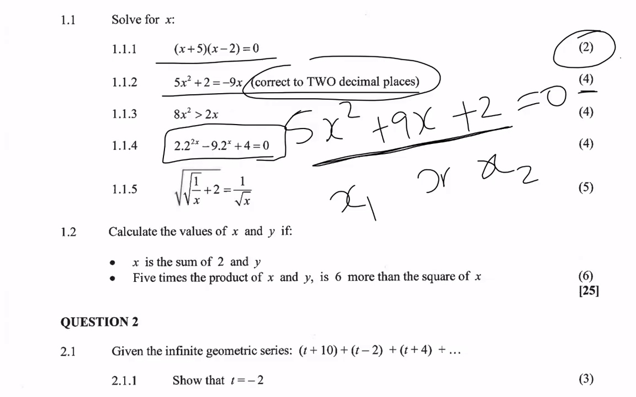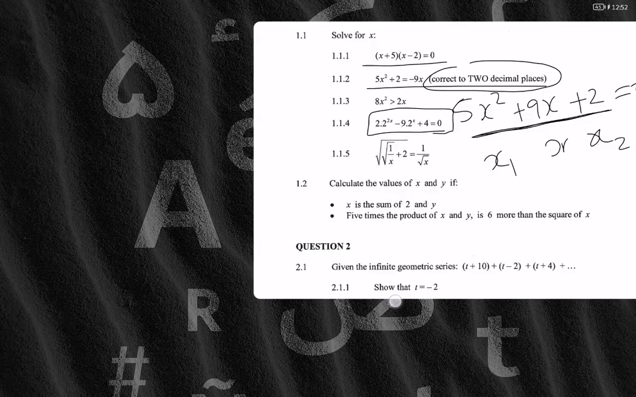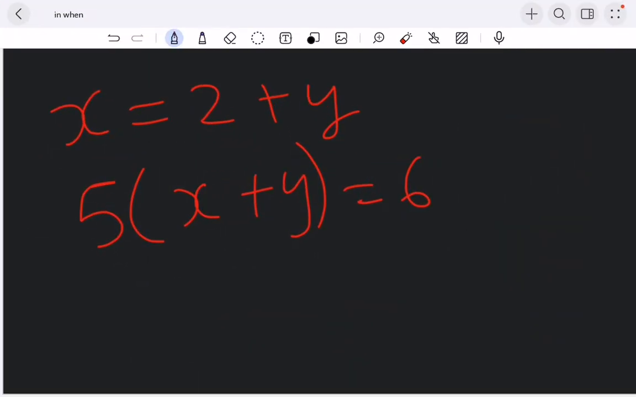Five times the product of x and y is 6 more than the square of x. So it's 6 more than the square of x. Okay, it looks like this is what the equation should look like.